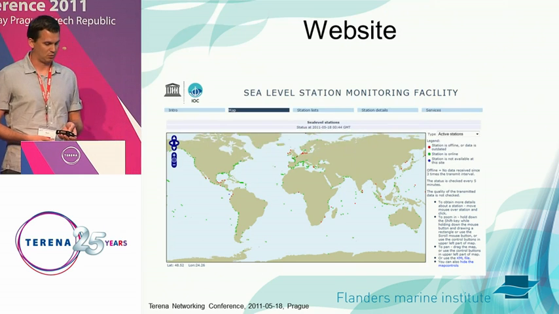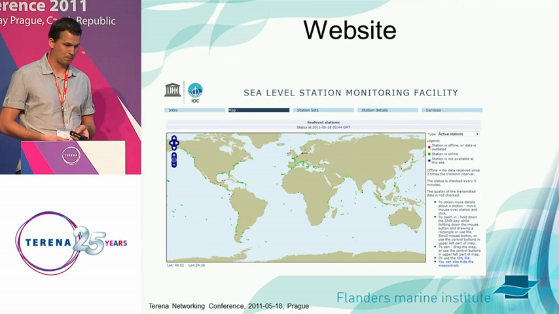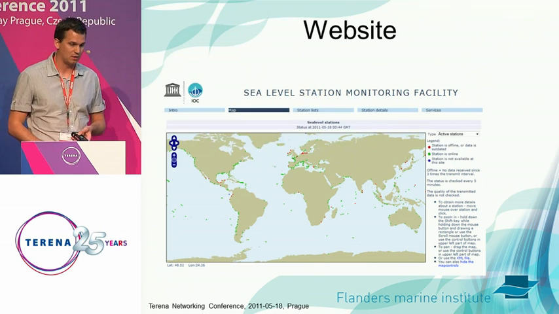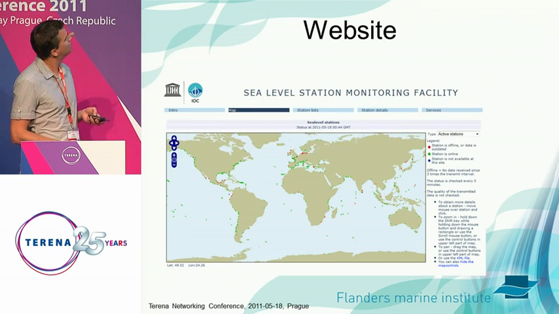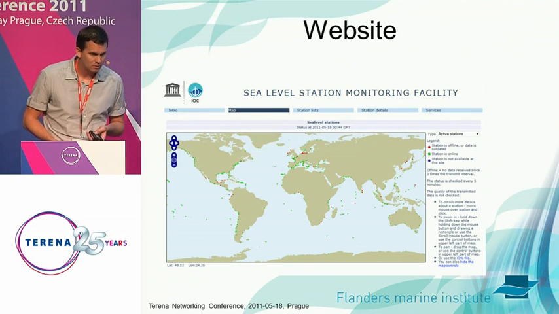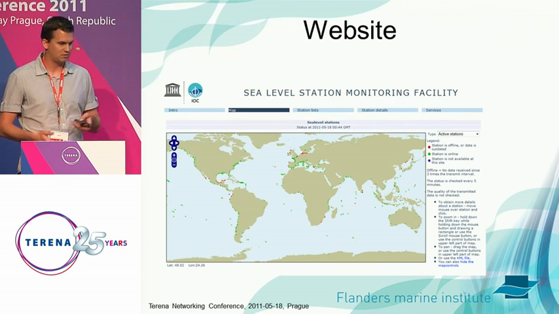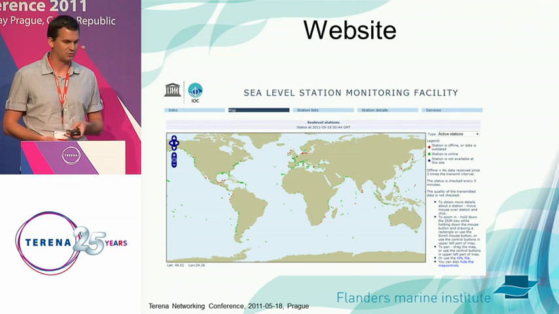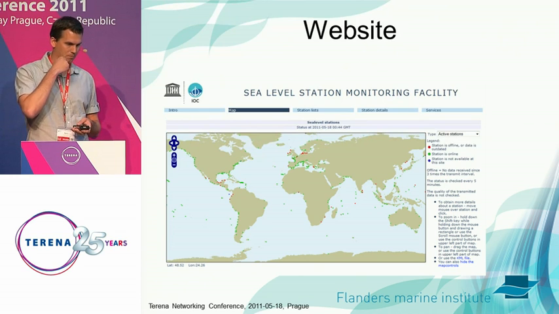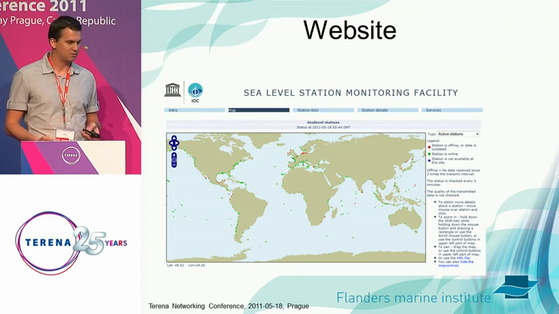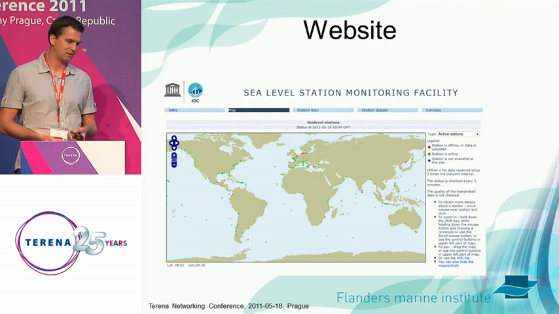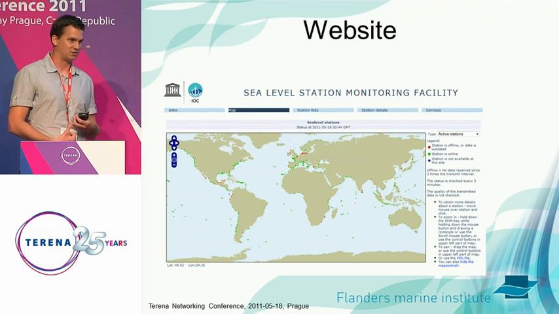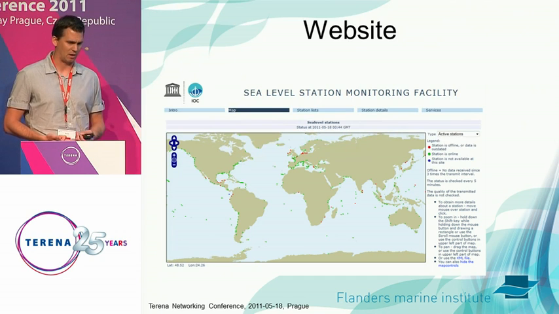This is how the website looks. Whenever you go to the page, you see the status of all the gauges we are measuring at the moment. There's no count on it, but it's around 400 or 500 stations. All those in green are okay: we are getting the data on time and the station is working. All those in red usually mean either the gauge is down or we don't get the data in time.